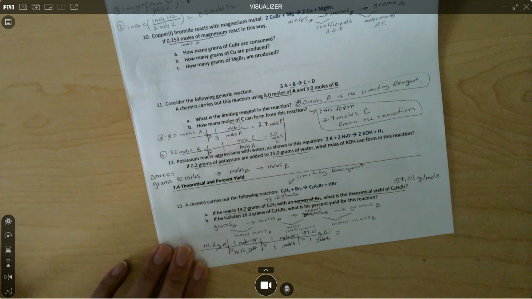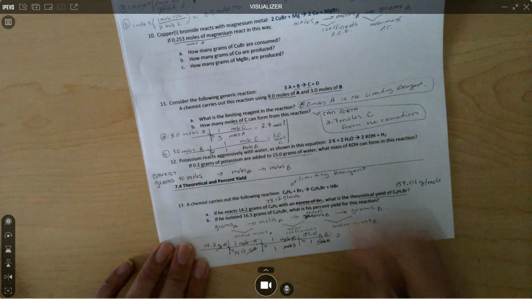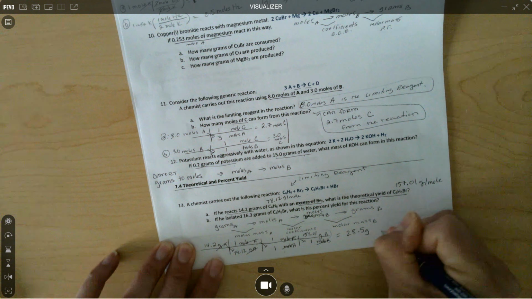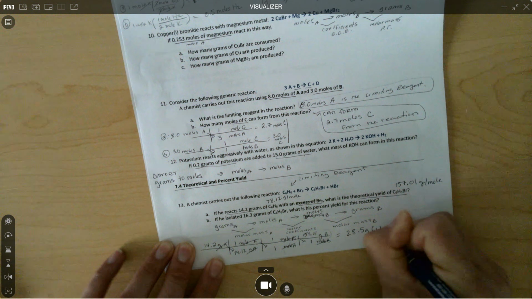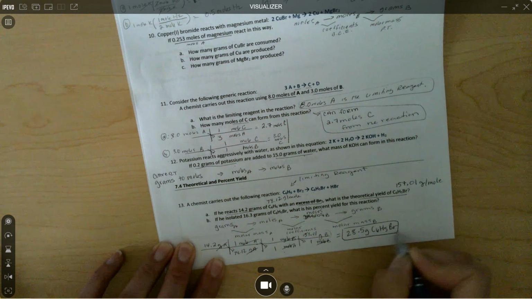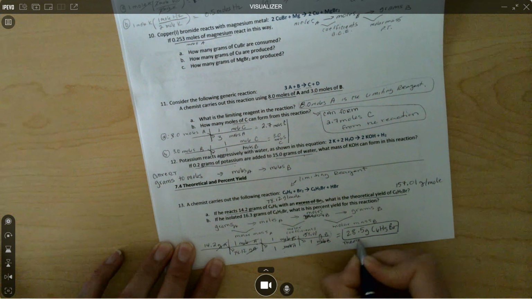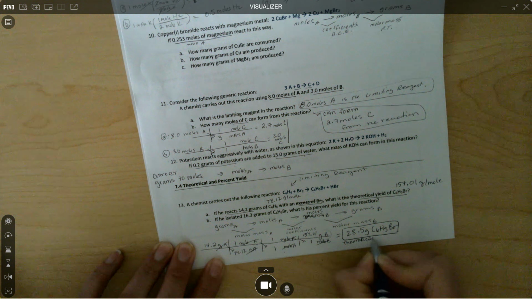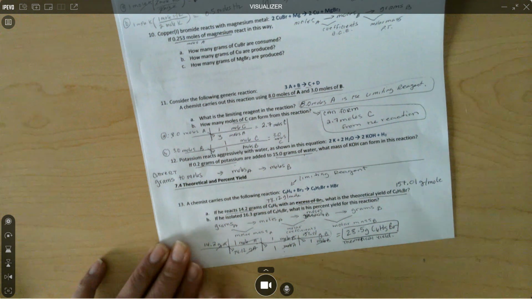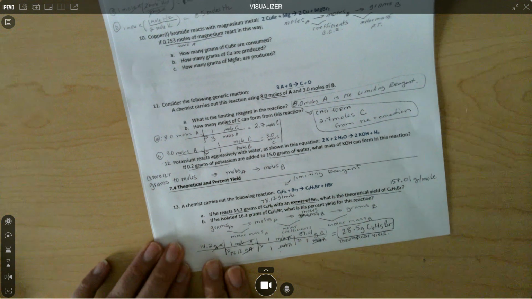So I'm going to have 14.2 divided by 78.12 times 157.01, and I get 28.5 grams of C6H5Br. So this is the theoretical yield. Theoretical yield. That means how much can I possibly produce? I could possibly produce up to 28.5 grams.